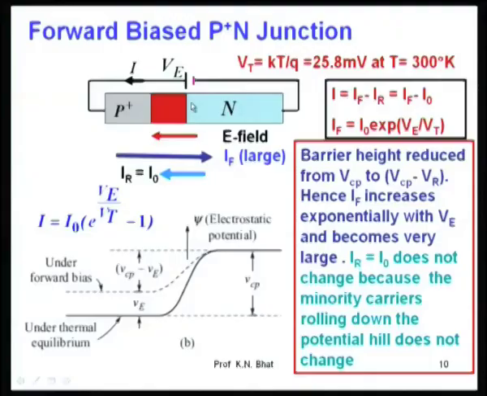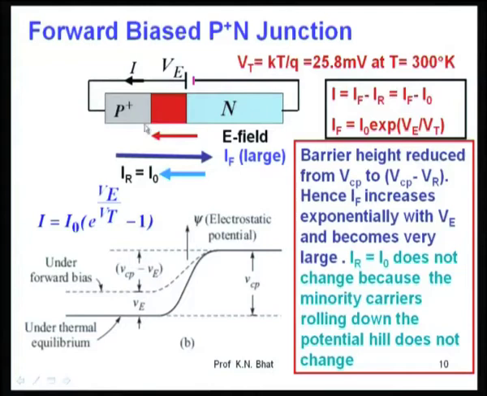But the carriers which are here, originally they had to climb up this barrier from left to right, plus charges. But now you have reduced the barrier by applying this bias. You call it forward bias, because it enables more of these charges to cross from this side to this side, because the barrier height is reduced from this height to this height by an amount V e. So, more charges are able to cross, and the charges which can cross depend exponentially upon the applied voltage or the barrier.